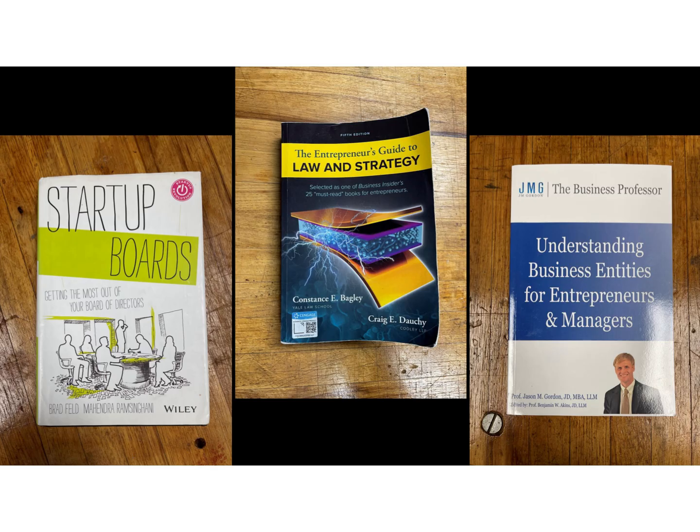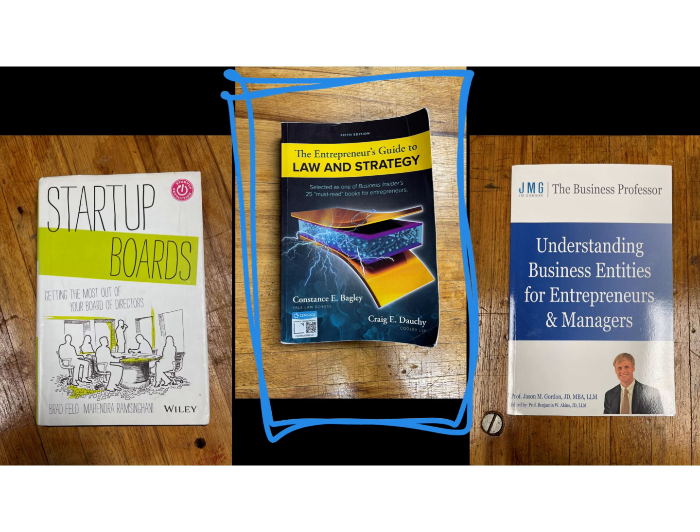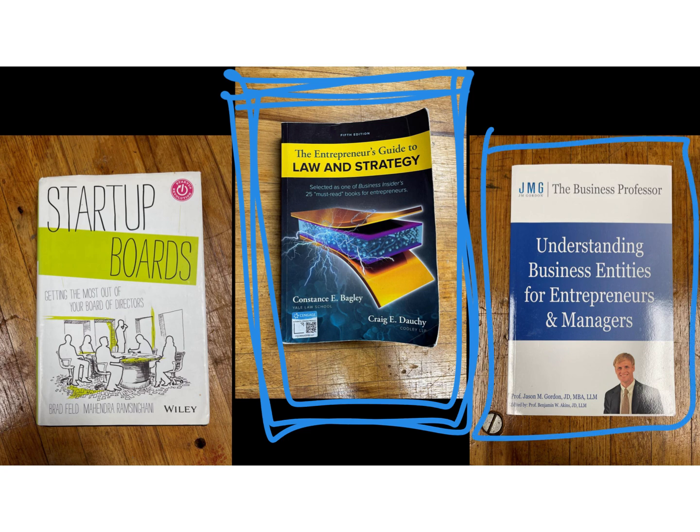We have 3 textbooks in this class. I, as the faculty member, don't actually choose the textbooks. Those are made by the department. So we have 3. I would prefer fewer, but we'll make the best out of the situation. The Entrepreneur's Guide to Law and Strategy is our course textbook. And so the work that we'll be doing in this class will be primarily related to this text. We will next use this in terms of priority.